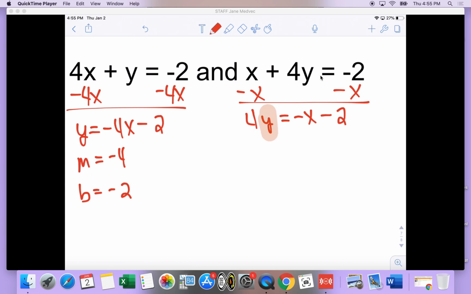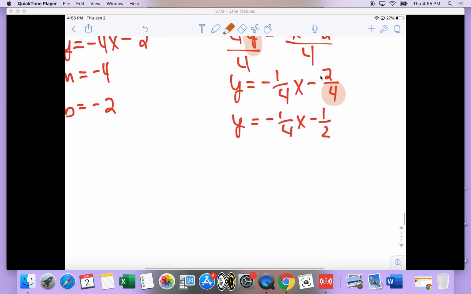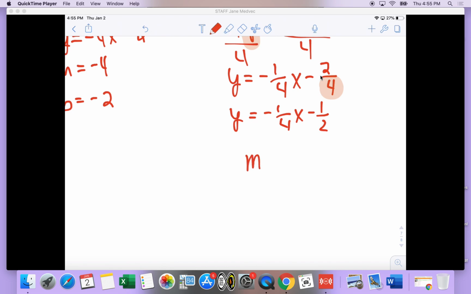It needs to be totally by itself. So I'm going to divide by 4. Y equals negative 1/4 x minus 2 over 4. Or y equals negative 1/4 x minus 1/2. And yes, you should reduce that. Notice that it's bottom heavy, and when it's bottom heavy, this number is larger than the top, so the 2 goes on the bottom. I'm going to pick out my m. My m is negative 1/4. My b is negative 1/2.